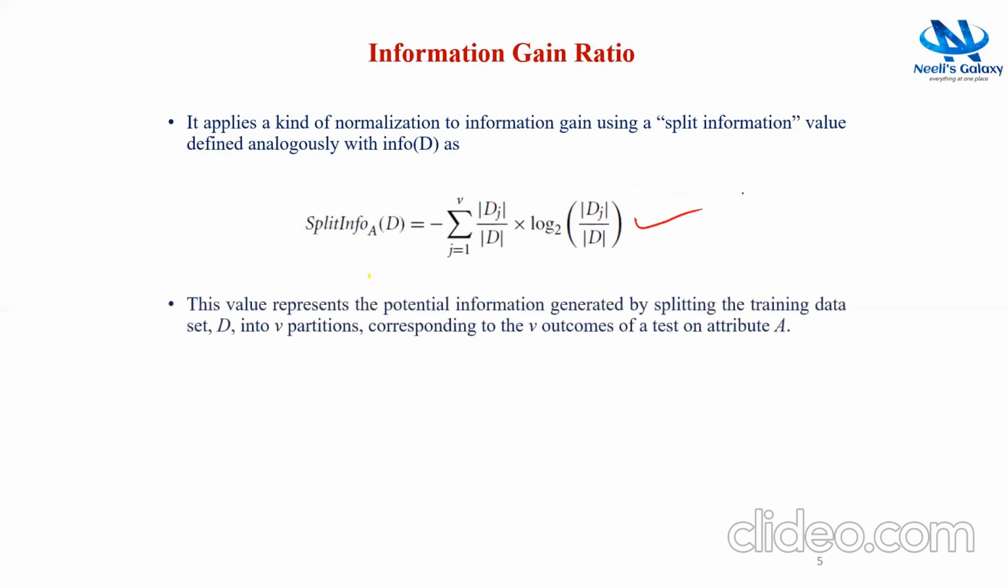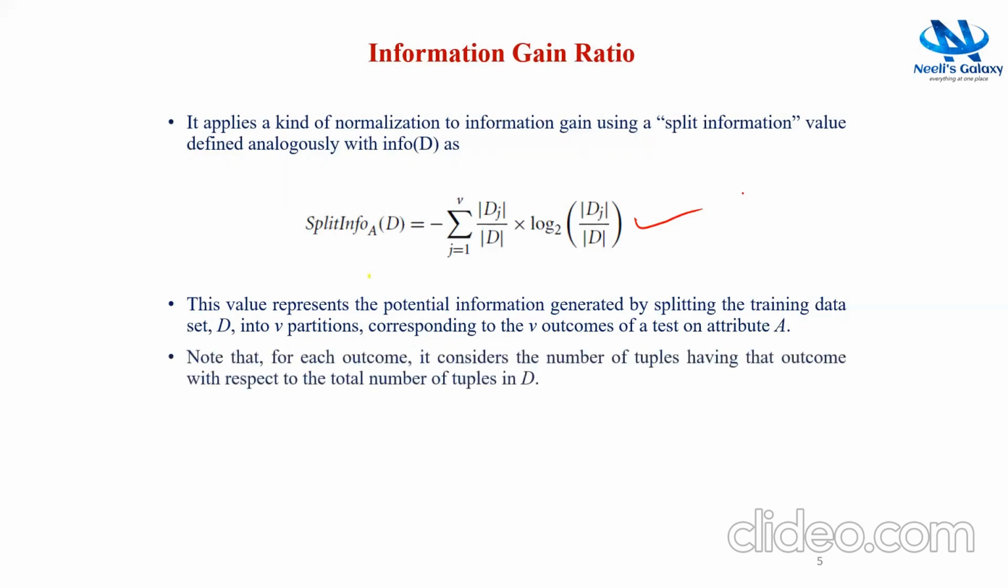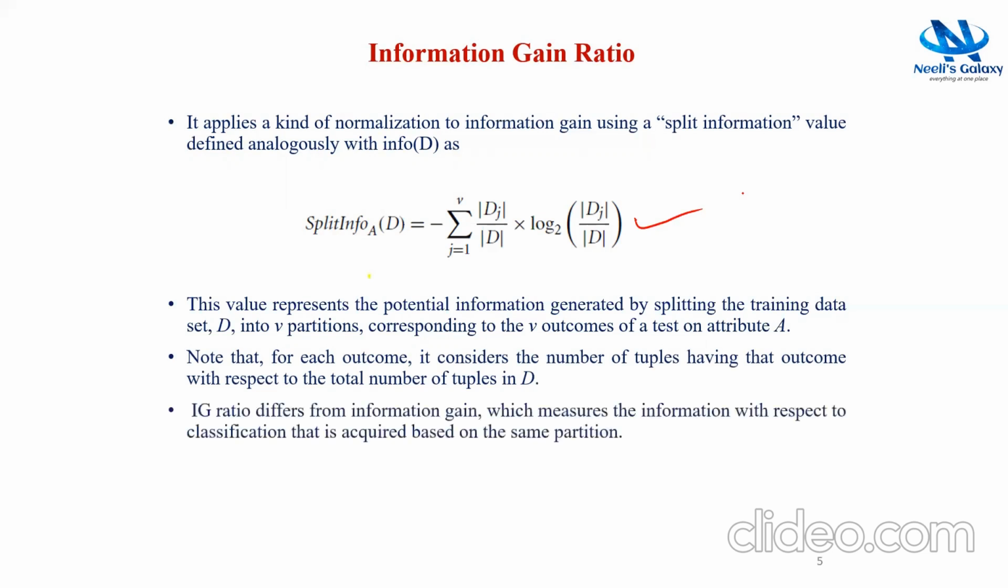This value represents the potential information generated by splitting the training dataset D into V partitions corresponding to the V outcomes of the test on attribute A. Note that for each outcome, it considers the number of tuples having that outcome with respect to the total number of tuples in D. Gain ratio differs from information gain, which measures the information with respect to classification that is acquired based on the same partition. The attribute with the maximum gain ratio is selected as the splitting attribute.